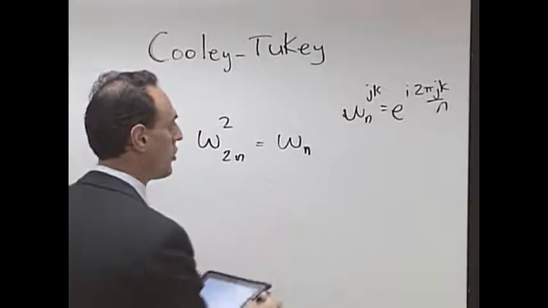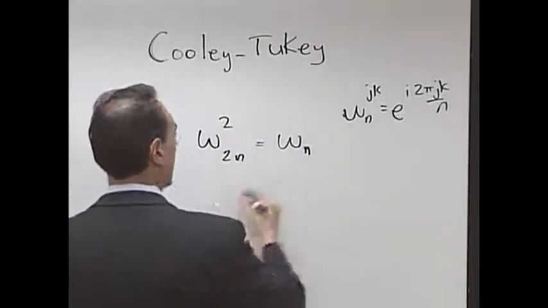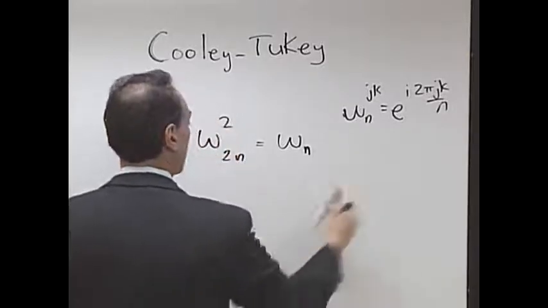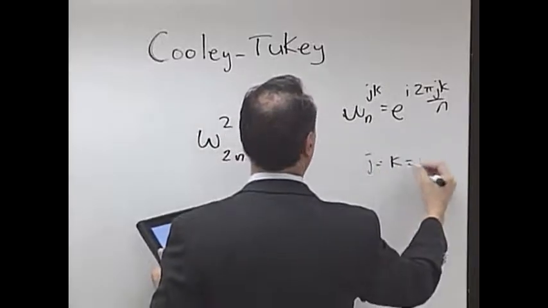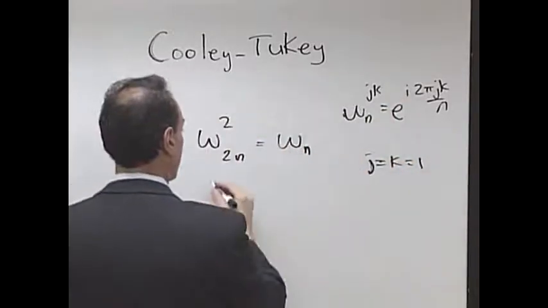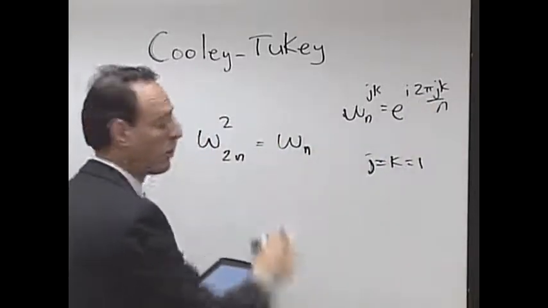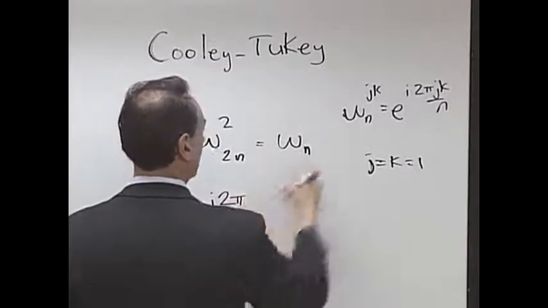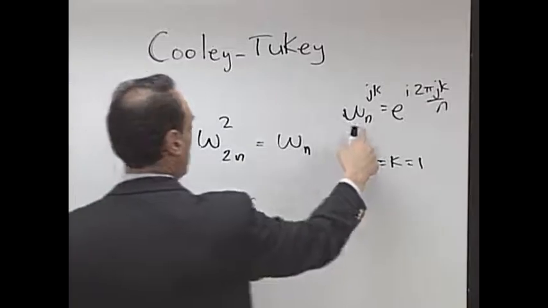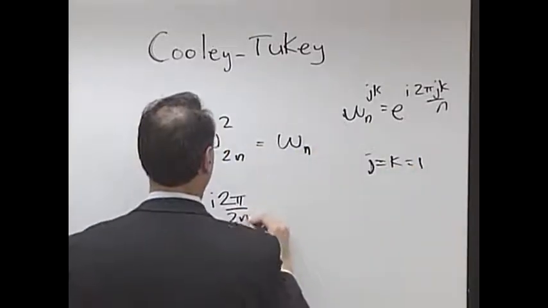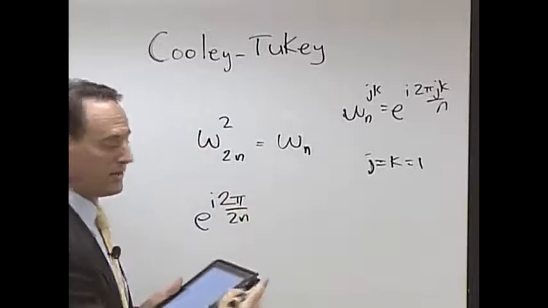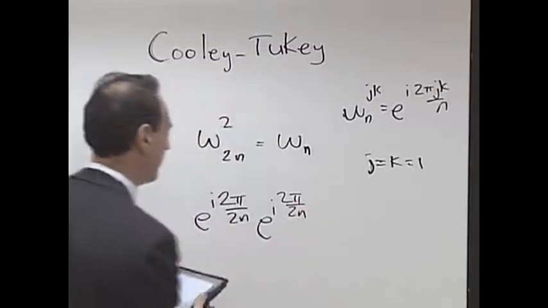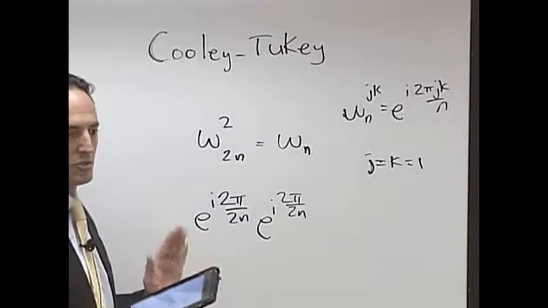Here's what I'm going to show you. If I take this thing here squared, for the moment let's take j and k to be 1. It doesn't matter so much, because I can take any jk and this will work. If you take this thing to be e to the i 2 pi over n, and now I replace n here by 2n, and then I square it, then it's multiplied by 2 pi again. This is just to show you what the calculation does.